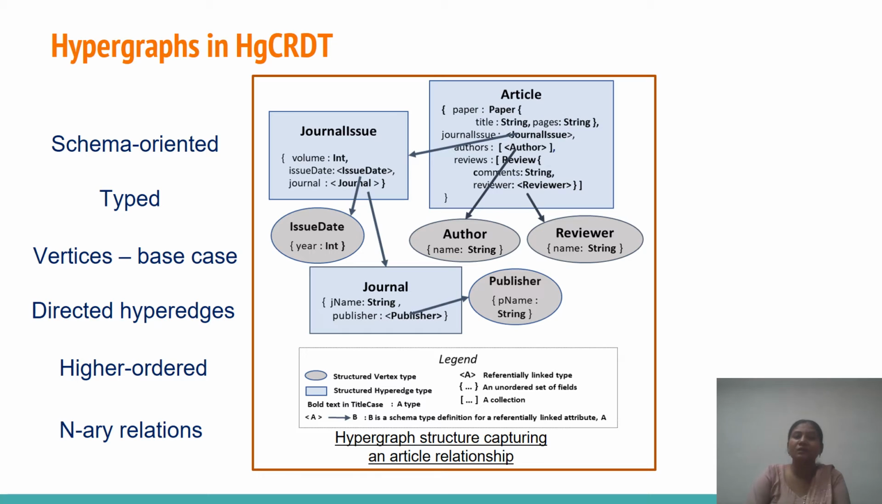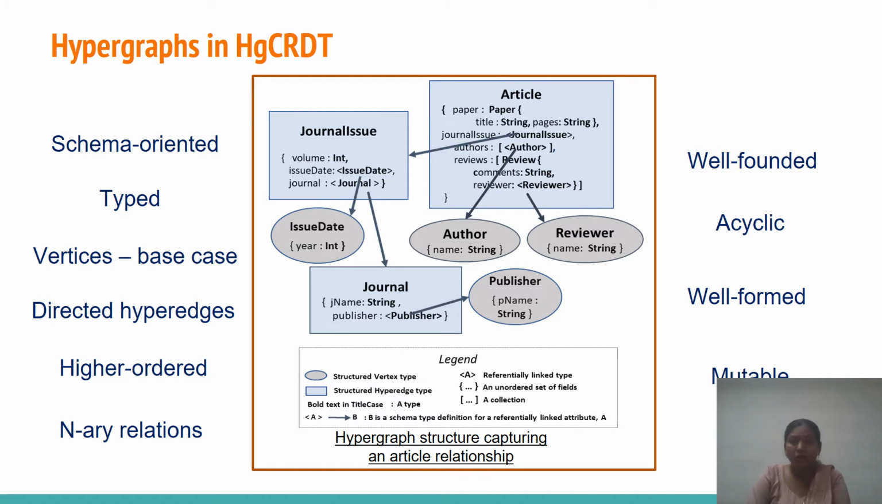The vertices and hyperedges can contain a set of attributes required to build an entity or a relationship. In this example, article is a hyperedge having paper and review as its essential attributes and journal issue and author as its referential attributes. We work with well-founded hypergraphs where a new hyperedge is added only when its referentially linked atoms are available in the system. For example, to build an article hyperedge, the associated author and reviewer vertices and journal issue hyperedge must exist in the system.